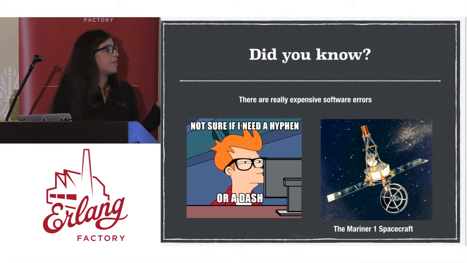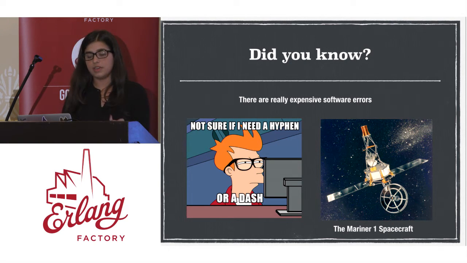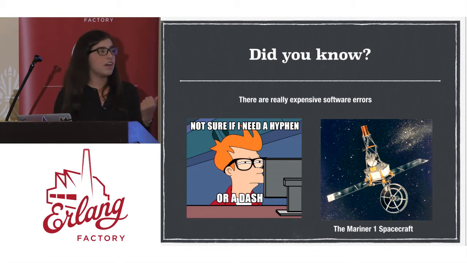Also, the Mariner 1 spacecraft. Shortly after the rocket took off, it responded improperly to some commands that were given from the ground. Why? Because of a missing hyphen. So this missing hyphen cost $18.5 million.